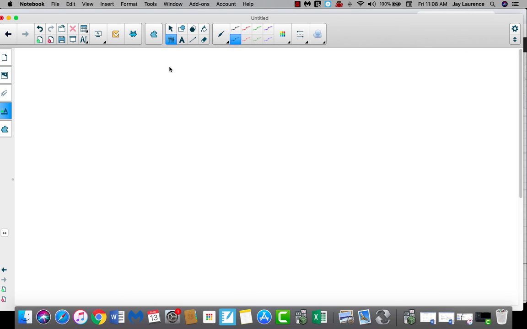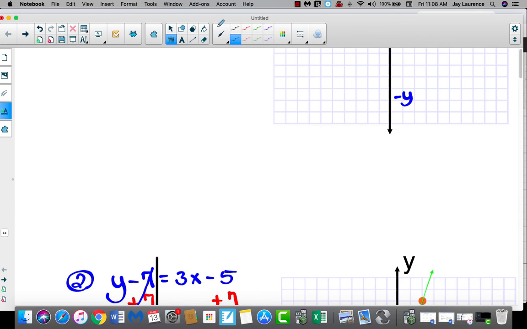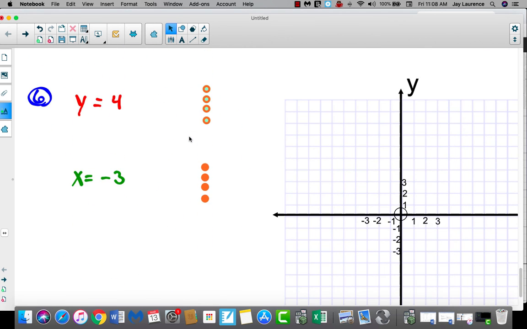Okay, one last thing I wanted to talk about, and it's these 2 problems. I want you to pause the video and see if you can graph these 2. Mr. Lawrence's kids, we just talked about this. This should be pretty simple, but if you're not sure, go ahead and give it a shot. I'm getting ready to show you the solution. Please make sure you've tried it on your own.